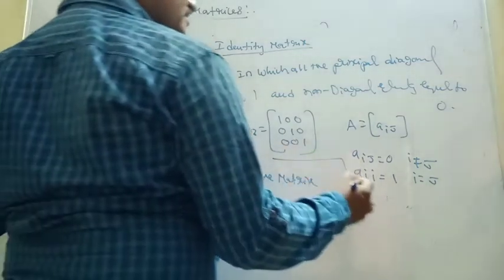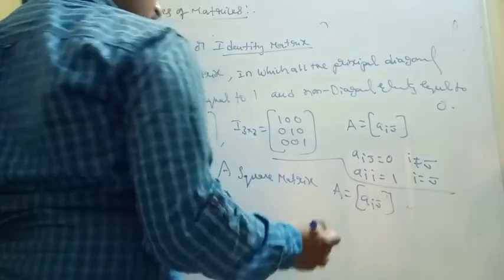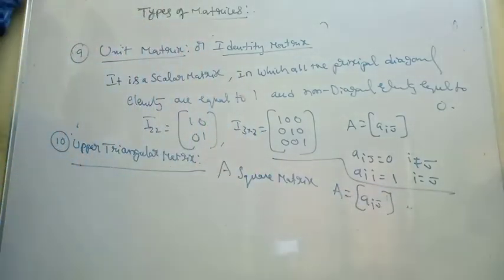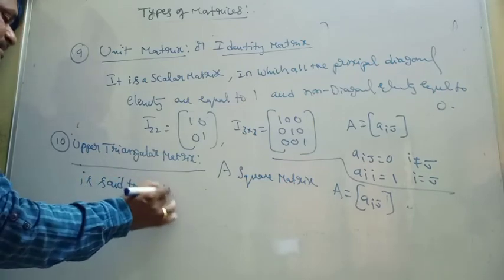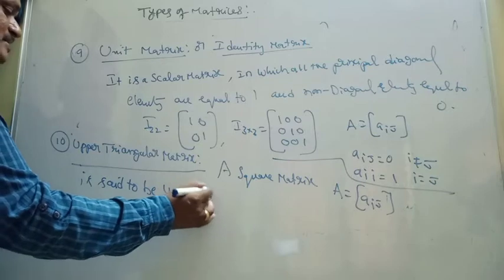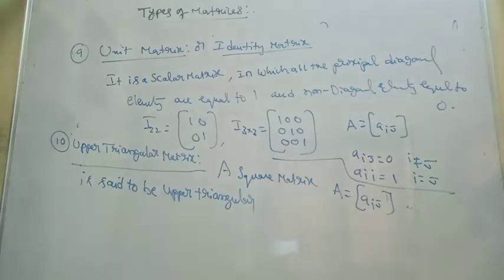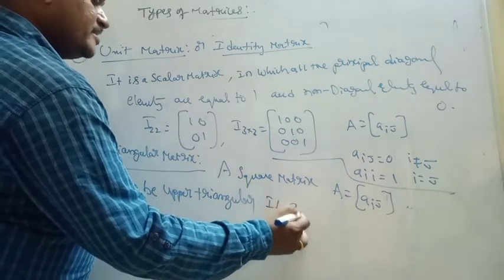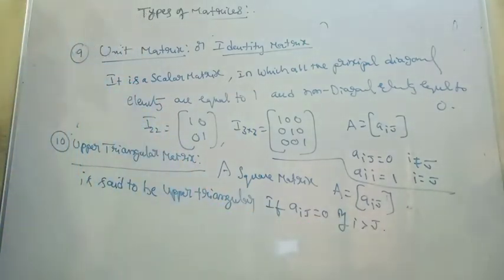A square matrix A is equal to Aij. Here we have a square matrix, so A is equal to Aij. It is said to be upper triangular when Aij is equal to 0 if i is greater than j. This is what we call an upper triangular matrix.